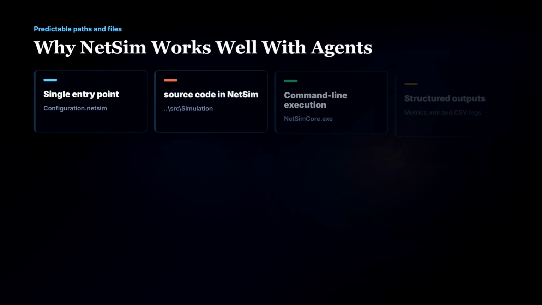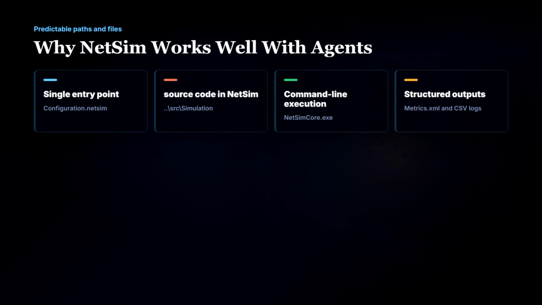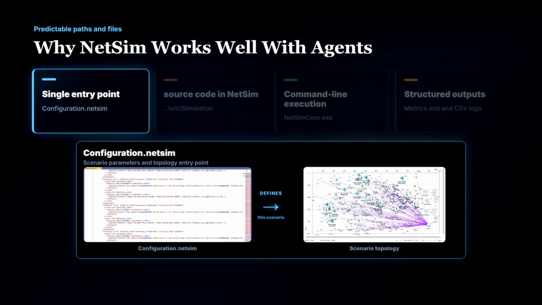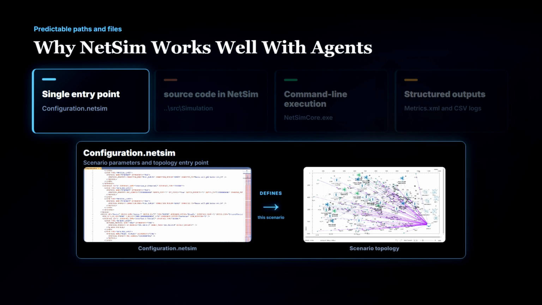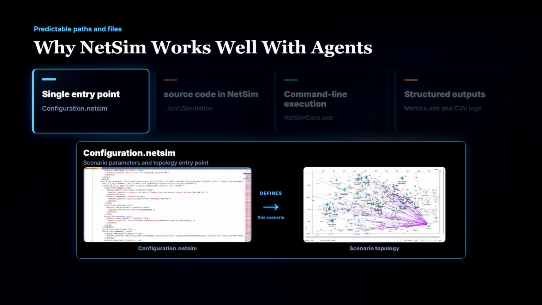NetSim works well with AI agents because each part of the workflow has a clear file or command. First, a scenario begins with configuration.netsim. The agent can inspect parameters, understand the topology, and suggest focus changes.